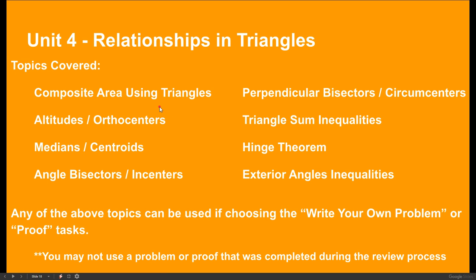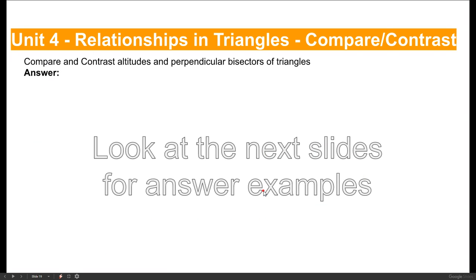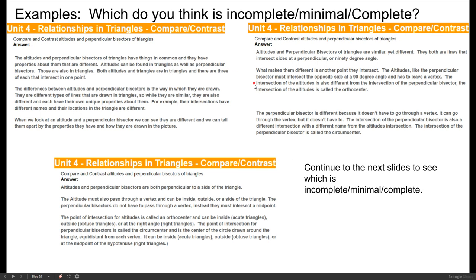Topics covered. We have composite area. We have all of those centers and parts of triangles, our triangle sum inequalities, our hinge theorem, and our exterior angles inequalities. And the compare-contrast that I have put here is not the same one you'll see on the assessment, but it's compare-contrast altitudes and perpendicular bisectors of triangles. Now all of these are pretty wordy, but let's see if we can figure out which is going to be which. If you want, you can pause and read through and think about which one you think would be which, and then we'll look and see what the minimal one is next.